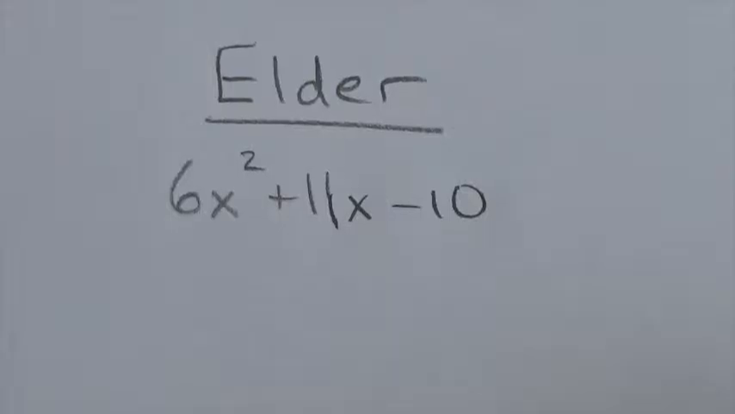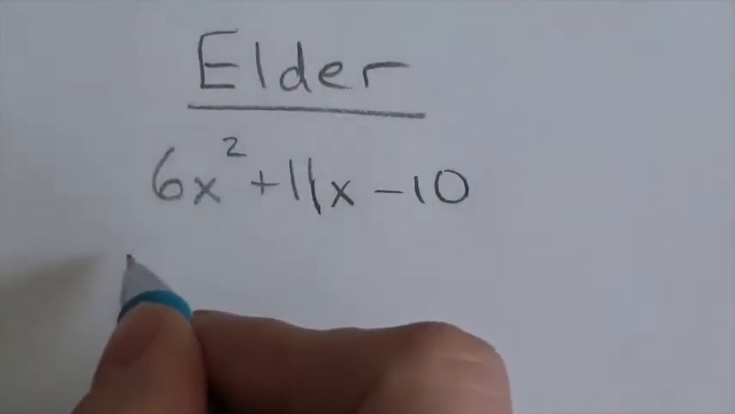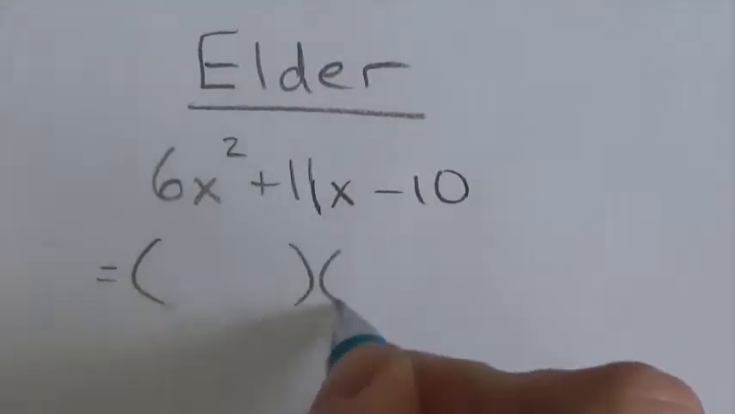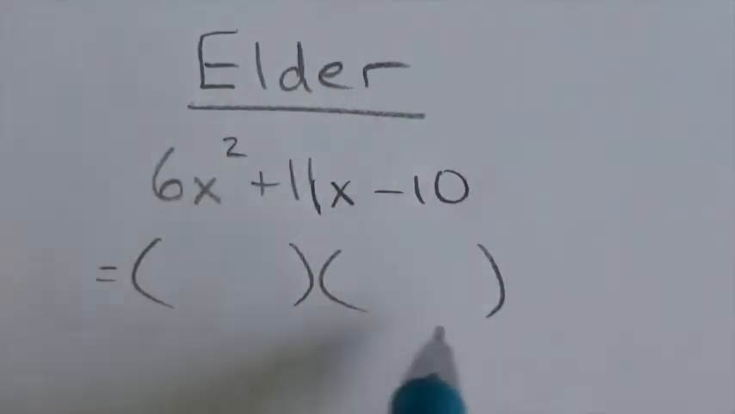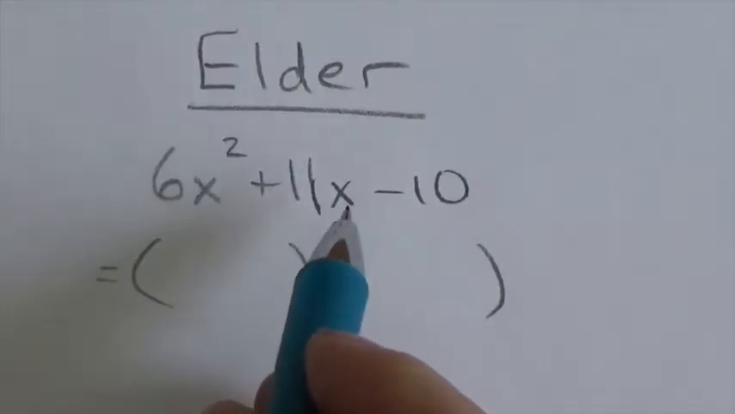I think it's quite quick and quite straightforward, particularly if you're used to multiplying out binomials using FOIL, referring to the first product, outer product, inner product, and last product. So what we're going to do here is rewrite this in terms of the two binomials that we know are going to be multiplied together to get 6x squared plus 11x minus 10.